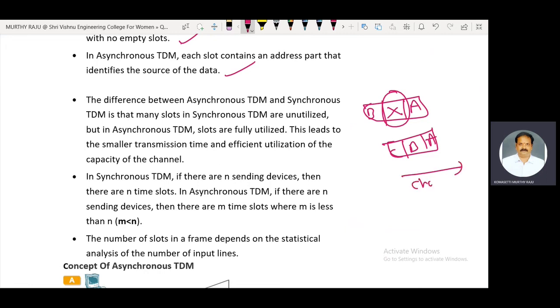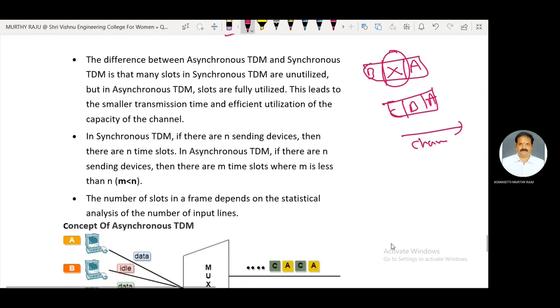This is the channel. In synchronous TDM, if there are n sending devices, then there are n time slots. In asynchronous TDM, if there are n sending devices, there are m time slots, where m is less than n. The m time slots are effectively utilized with the data. Therefore, m is less than n. The number of slots in a frame depends on the statistical analysis of the number of input lines.